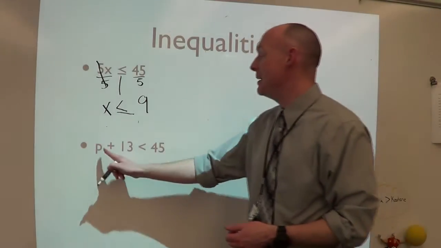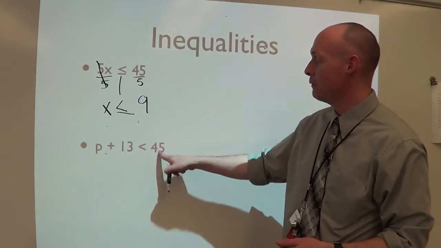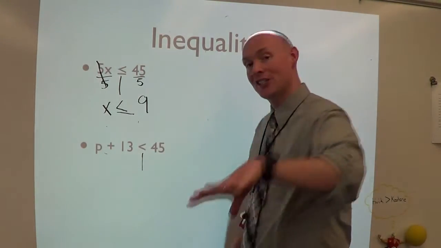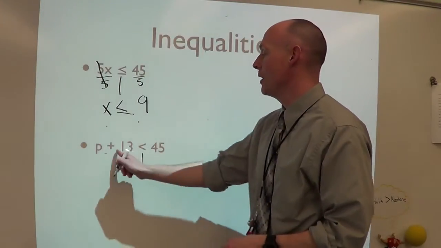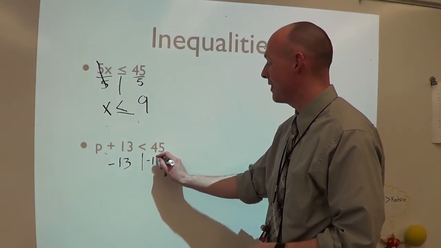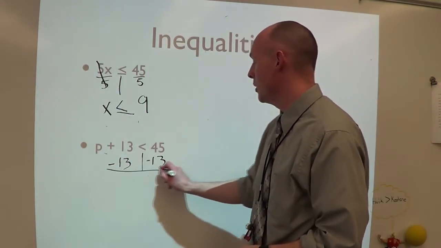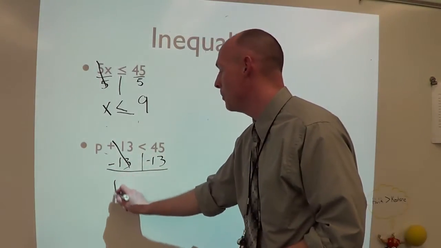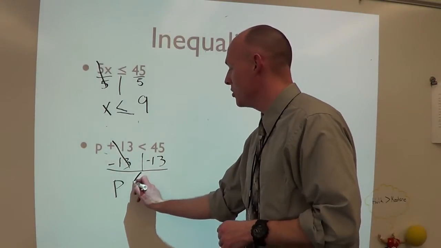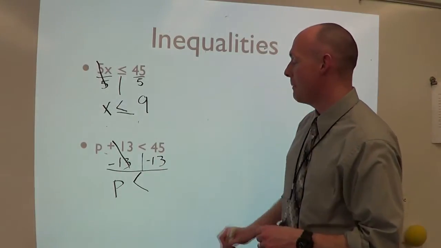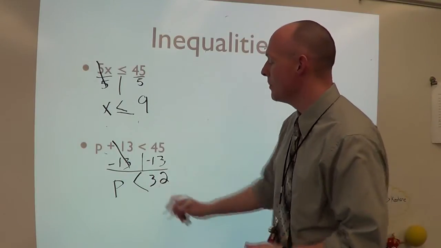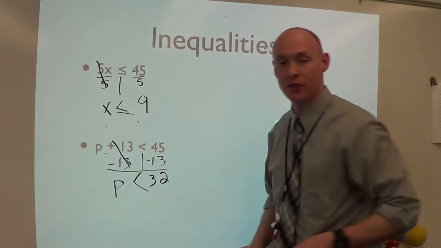Here's another problem. P plus 13 is less than 45. That's my split. We're treating it just like it was an equal sign. And to get rid of that 13, we have to subtract 13 because it's the inverse of adding. Subtract 13 from both sides. Boom. Those will cancel, leaving me with P, and I just bring down whatever my inequality symbol was. In this case, it's less than 45 minus 13. 5 minus 3 is 2. 4 minus 1 is 3. And we're left with P is less than 32.